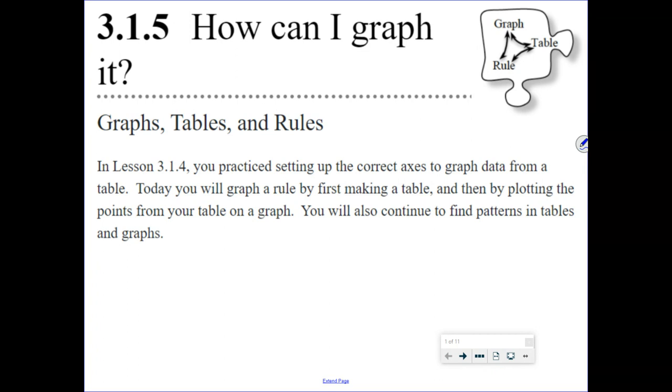315, how can I graph it? Tables, graphs, and rules. In lesson 314, you practice setting up the correct axes to graph data from a table. Today you will graph a rule by making a table, then by plotting the points from your table on your graph. You will also continue to find patterns in tables and graphs.